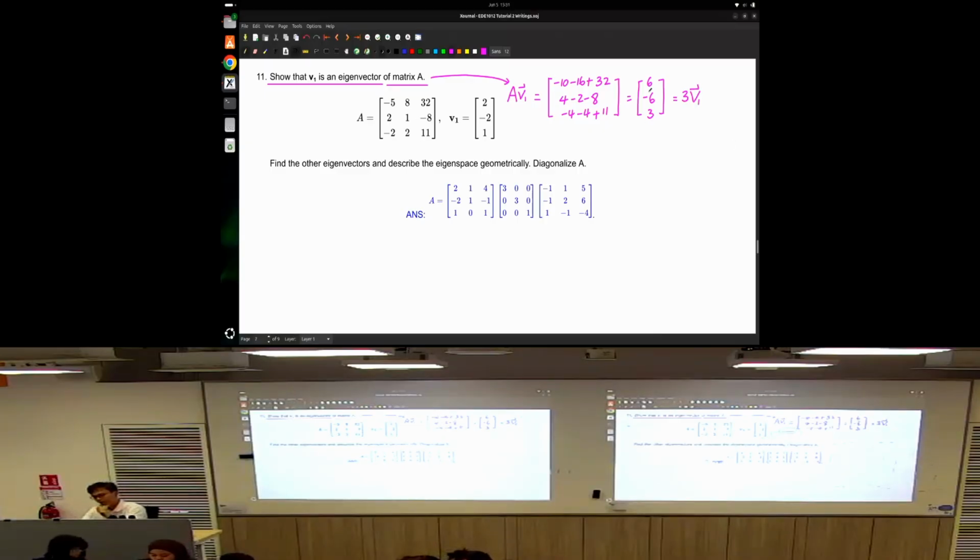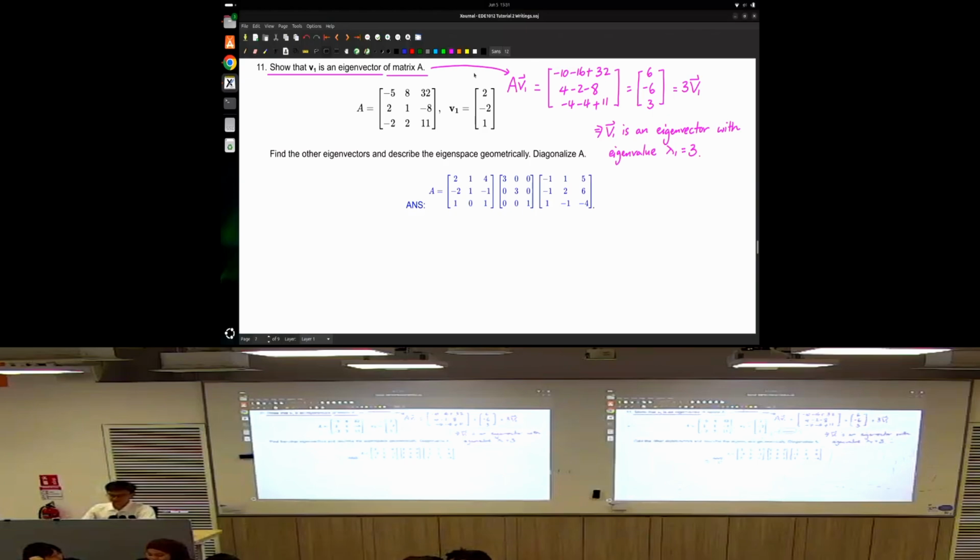So what does that imply? That implies that V1 is an eigenvector, because it's just lambda 1 times V1. Any objections? So that's the showing part. You really just need to see if you can satisfy the eigenvector equation, AV equals lambda V. No problem? Okay, next up, we'll be finding other eigenvectors.